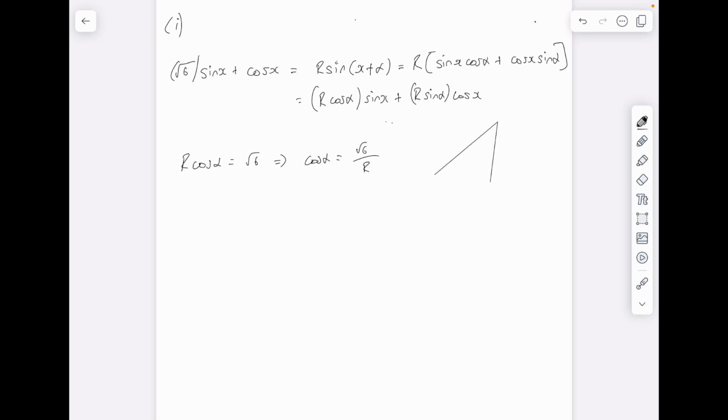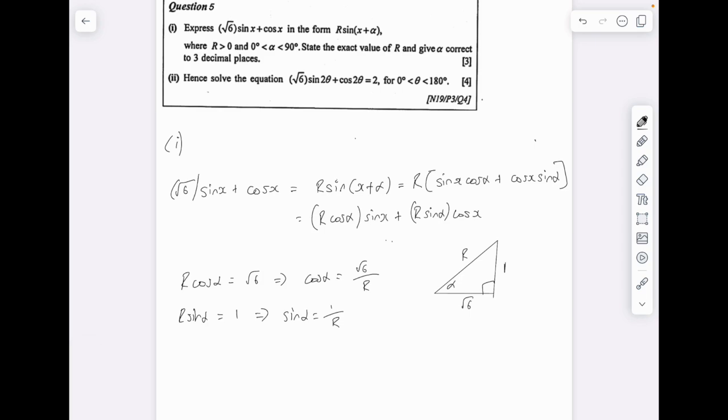Well, if you think about it like this, it's a right angle triangle. If we've got alpha here, and obviously cos is adjacent over hypotenuse, that means we've got root 6 here, and the hypotenuse there. Okay, and our r sine alpha is equal to 1, which means that sine alpha is equal to 1 over r. Okay, because it's opposite over hypotenuse. Perfect, brilliant.